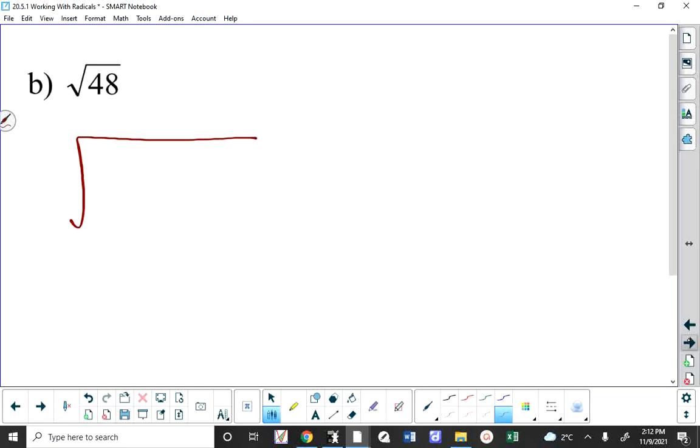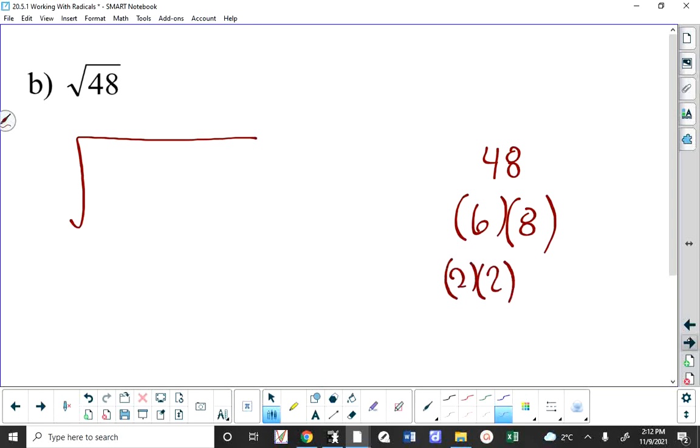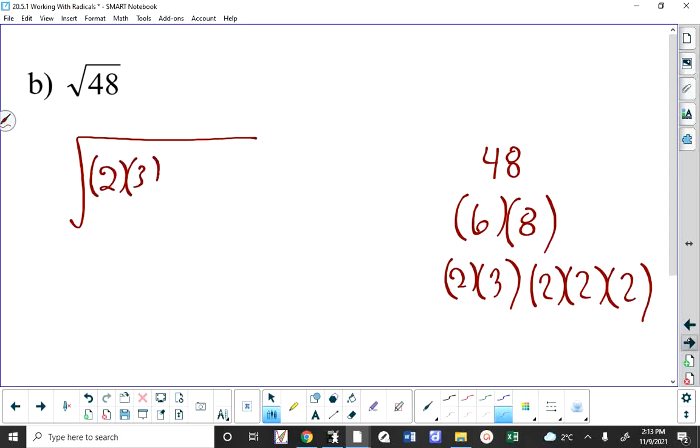By the way, when I factorize 48, I start off with not 2. I know that 6 times 8 is 48. And I know that 6 is 2 times 2. No, it isn't. I know that 6 is 2 times 3. I know that 8 is 2 times 2 times 2. So what I have up here is 2 times 3 times 2 times 2 times 2. And it's a square root that I'm looking at.